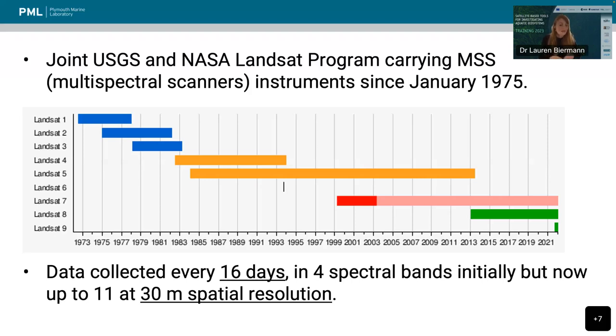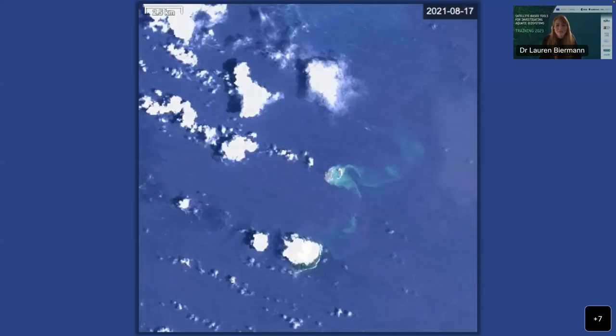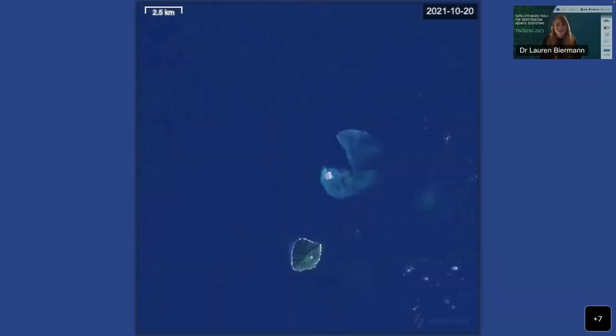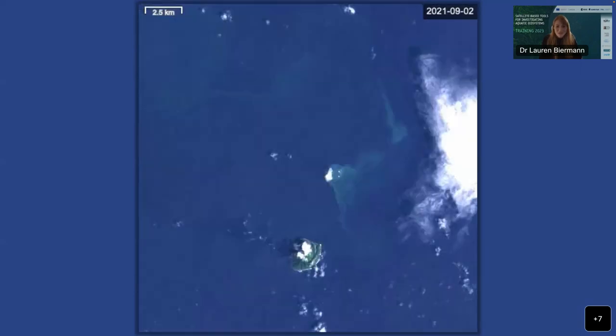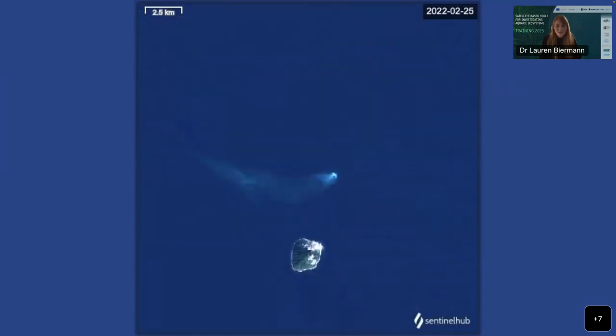Well, that's because Landsat is primarily a terrestrial mission. But this is going to be a recurring theme in this talk as well. Just because something was built for land doesn't mean it can't tell you something about water. And this is one of my favorite examples of an underwater volcanic eruption as observed by Landsat, showing you new land developing and changing fundamentally the color of the water around it.